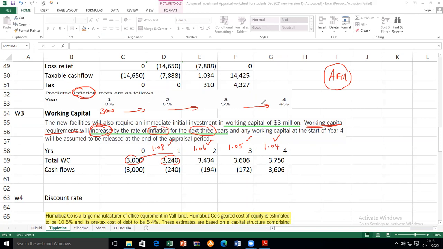Okay. So in some questions, they're as clear as they are here. In other questions, they may not be as clear. But once there's inflation, what you know is that inflation should also impact your working capital. Working capital cannot be at the same level. Why? Well, because the inflation figures are going up.